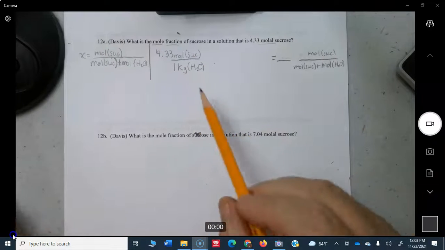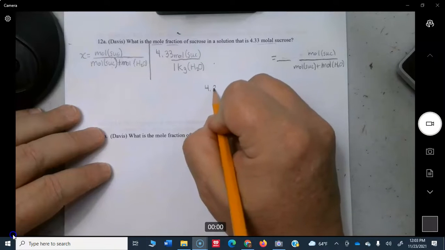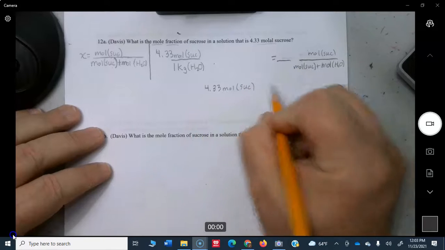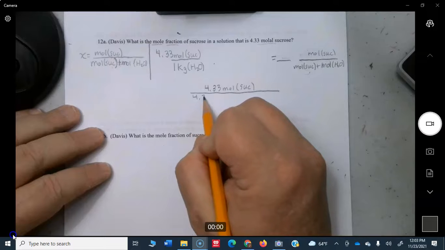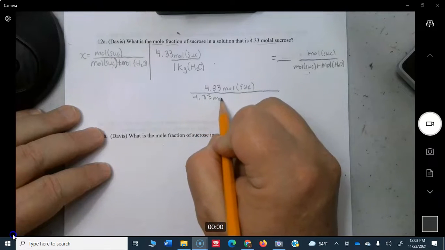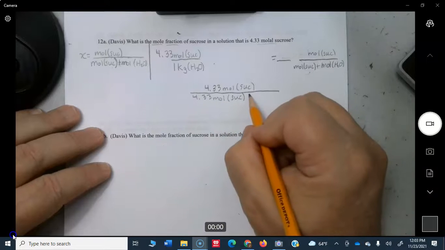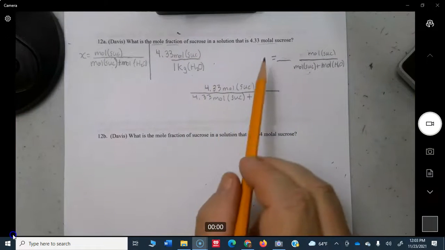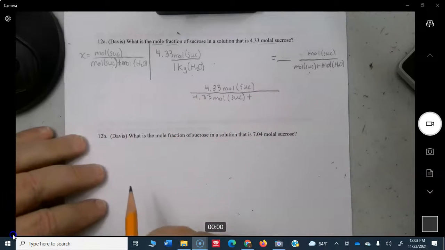So let's go ahead and just fill these numbers in. We have 4.33 moles. Moles of sucrose is in the denominator as well. Plus, we need moles of water. We don't have moles of water, we have kilograms of water, because that's what molal is expressed in, kilograms of water. So we have to do a conversion down here.